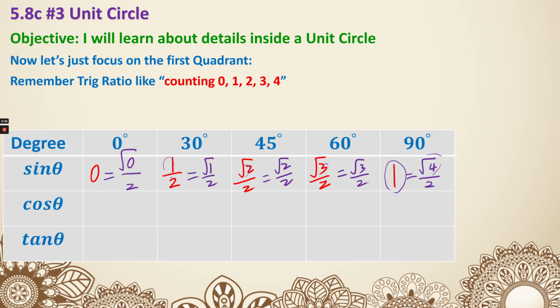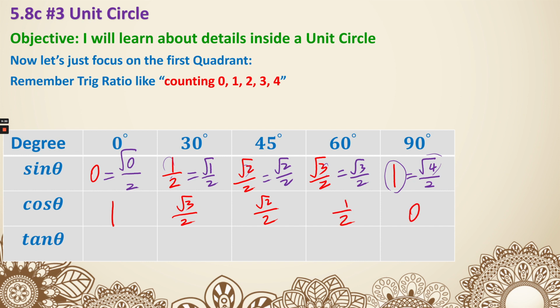Now for cosine, cosine is always the backwards of sine because of the complementary relationship. So when you write the cosine, it's going to be backwards. Instead of 0, 1, 2, 3, 4, it's actually 4, 3, 2, 1, 0. So start with the 1, which is square root of 4 over 2, and then going down to square root of 3 over 2, square root of 2 over 2, 1/2, and then 0.